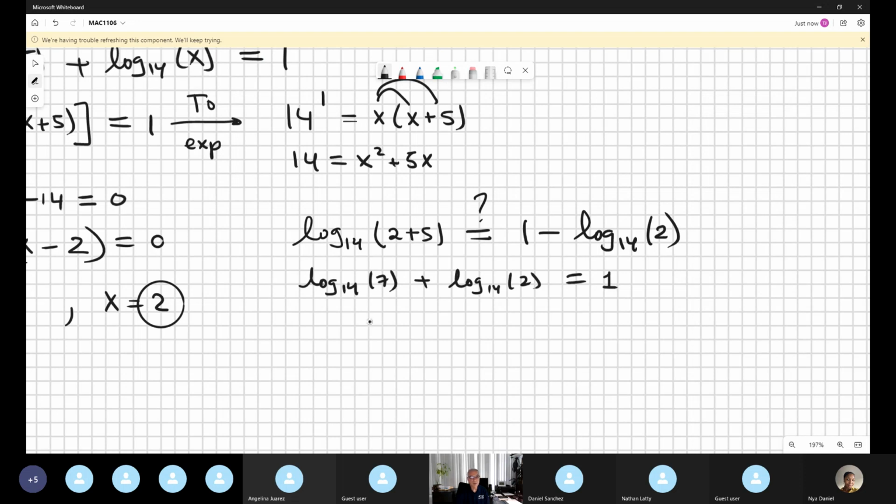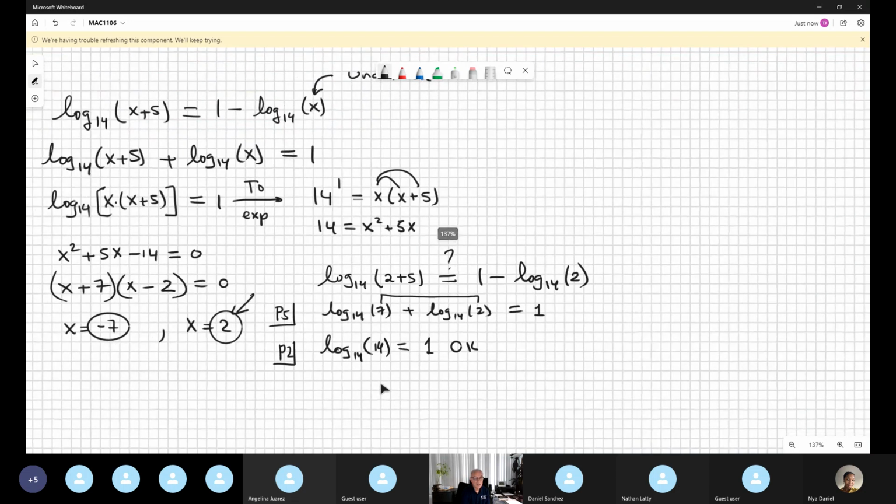And now I know property number 5, condensing this and this together: logarithm base 14 of only one term, the multiplication 7 times 2, which gets 14. Wow, amazing. And you know very well that when the number coincides with the base, by property number 2, the logarithm answer is 1. Wow, okay, therefore the answer 2 is perfect. And the only solution that we have in this problem is x equal to 2.